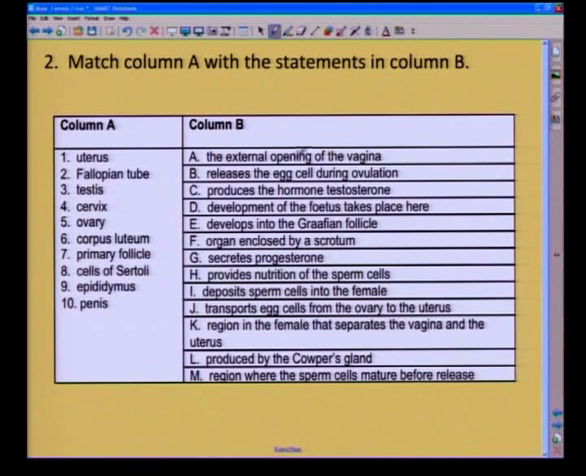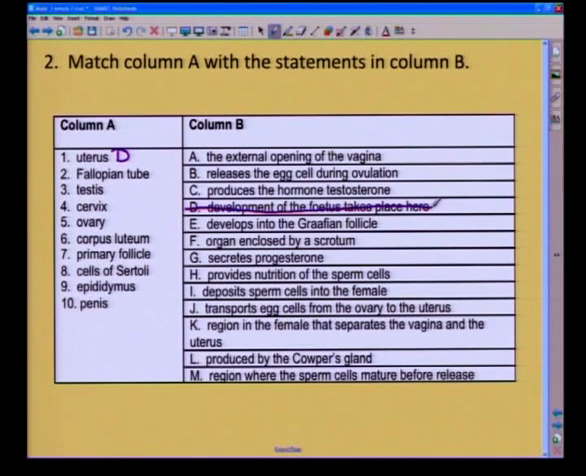First one, the external opening of the vagina. Well, it's not anything that we have here. So let's look. We're looking for the uterus. The release of the egg cell during ovulation, definitely not the uterus. Production of the hormone testosterone, definitely not. That's a function of the testes. Then development of the fetus. Development of the fetus takes place there. There we go. That's the uterus.